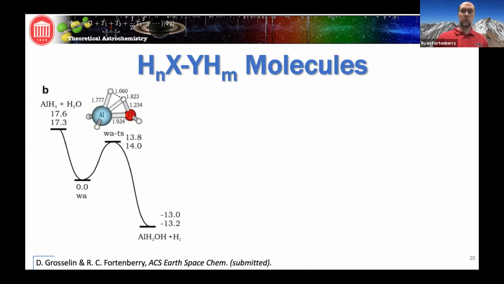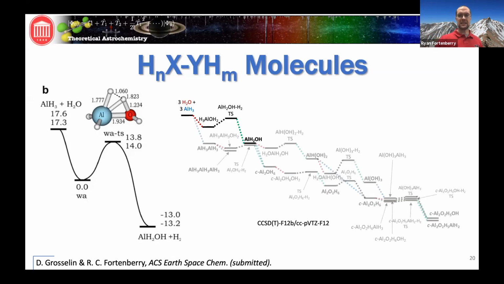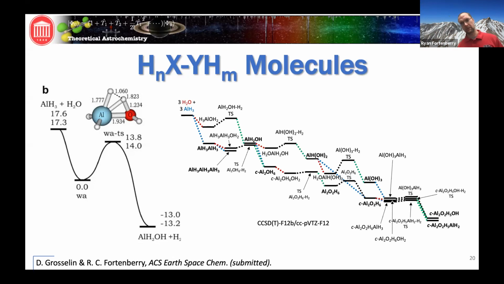So I came along with one of my students and we were able to use very high level theory, explicitly correlated coupled cluster theory, to reproduce what they already had computed. And the energies are roughly the same. But now what we have done is we have extended this well out where we've added more aluminums and more oxygens from water and alane here. So the red lines are for addition of water. Blue lines are from addition of alane.